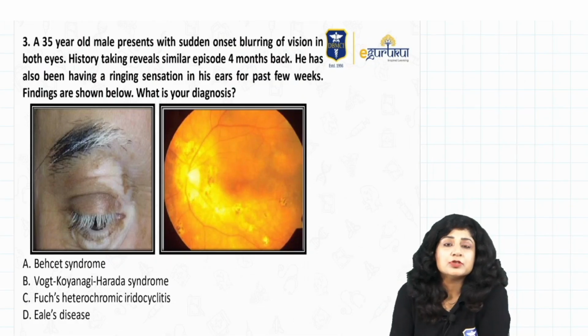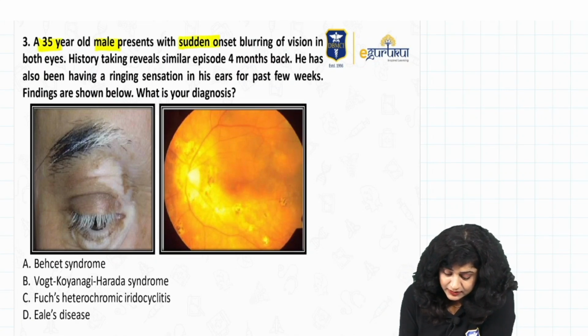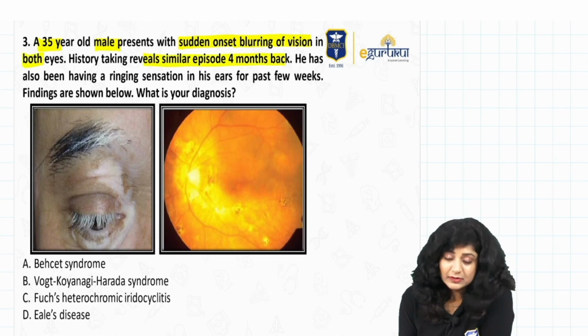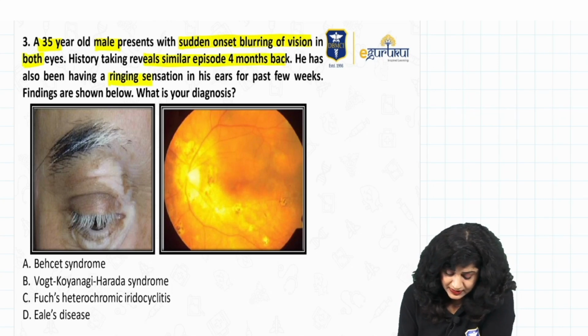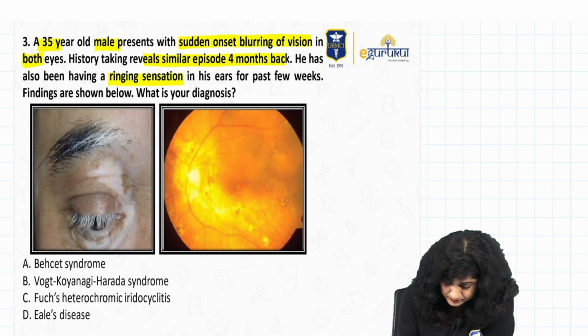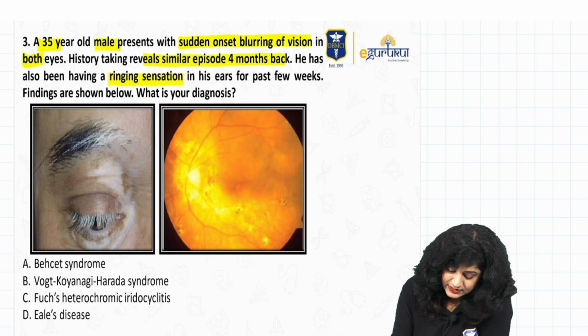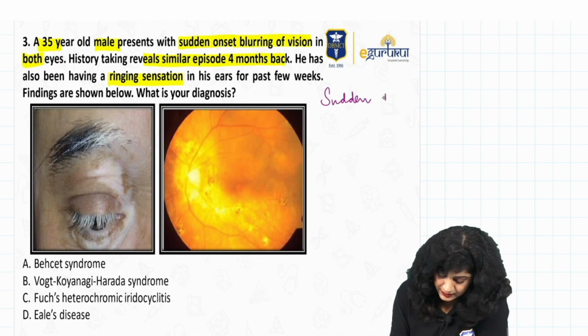Alright. Now coming to question number 3, we have a 35-year-old male who is coming with sudden blurring of vision in both the eyes. Similar episodes 4 months back also. He has ringing sensation in the ears. Findings are shown below. What is your diagnosis? So first of all, let us try to see what are the findings which are given in this question. You have the sudden diminution of vision.